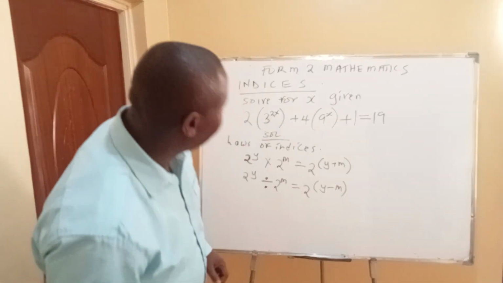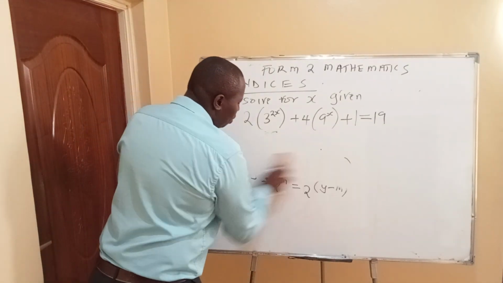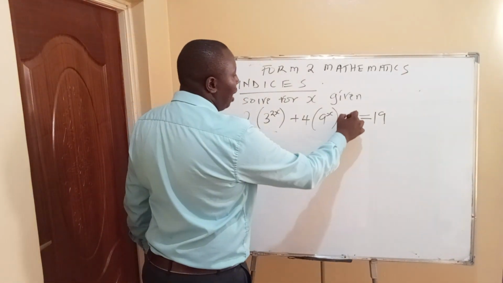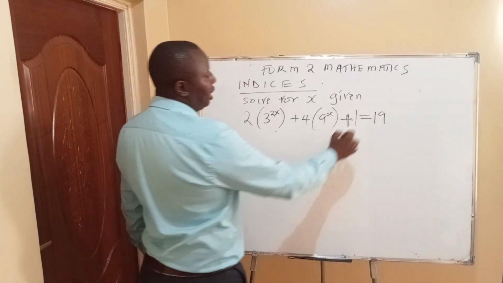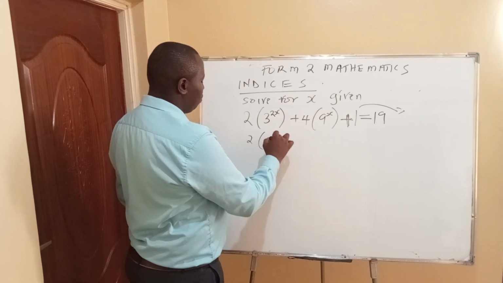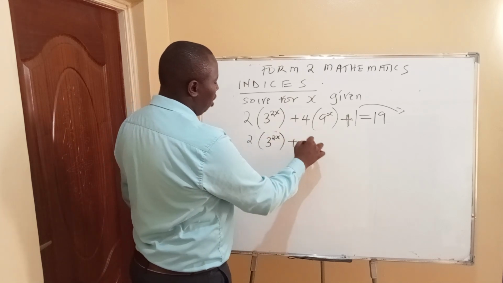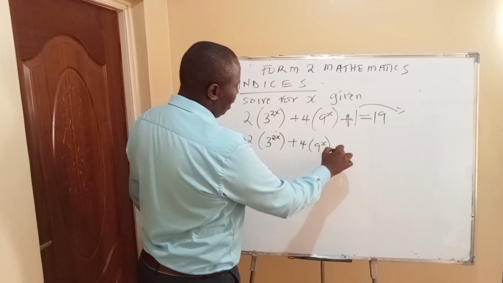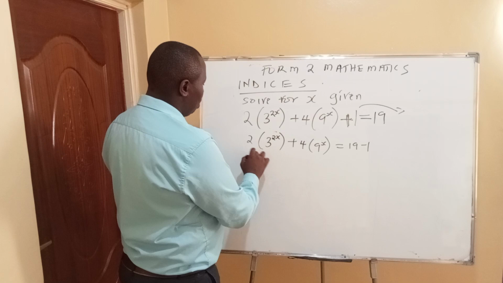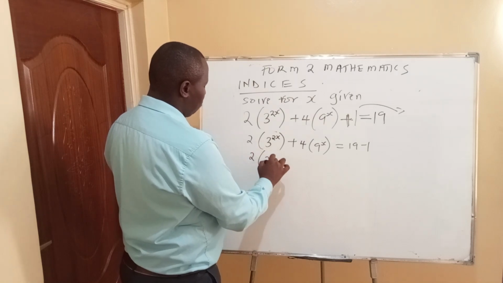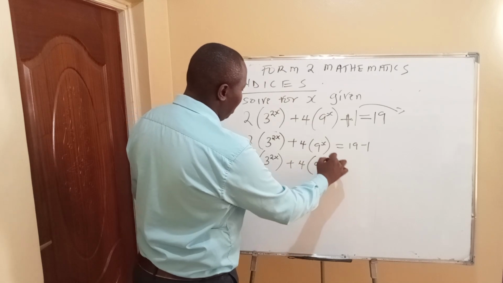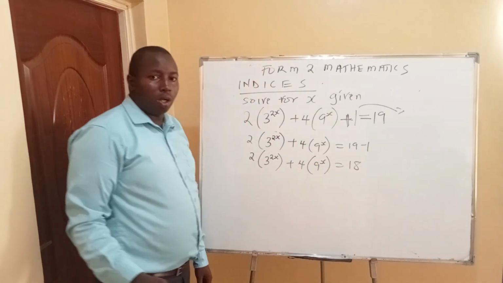So therefore, what do you do in this kind of question? Step number one, because here you are adding plus 1, you can take this 1 to the other side. You get 2 bracket 3 raised to power 2x, plus 4 bracket 9 raised to power x, close the bracket, is equal to 19 minus 1. So 19 minus 1 is 18. So we write 2(3 raised to power 2x) plus 4(9 raised to power x) is equal to 18.